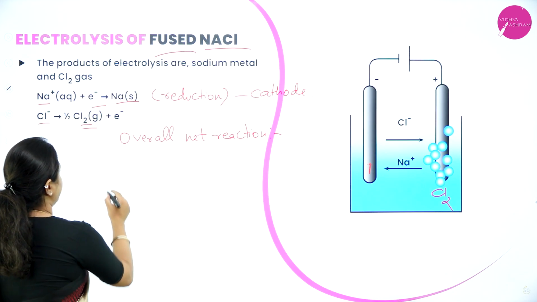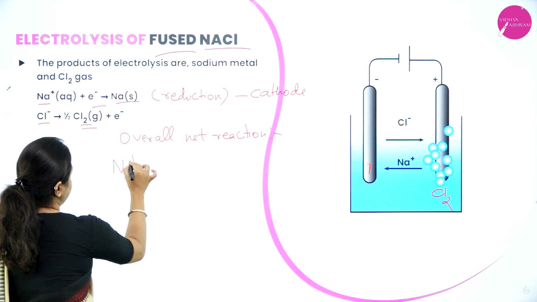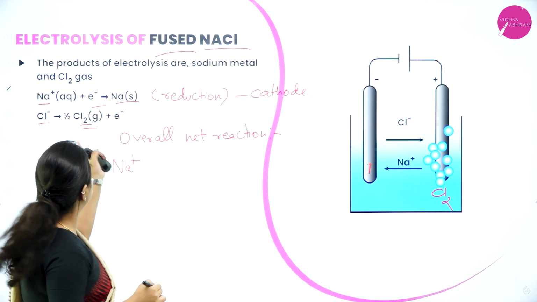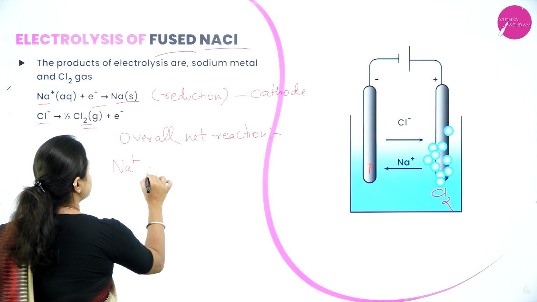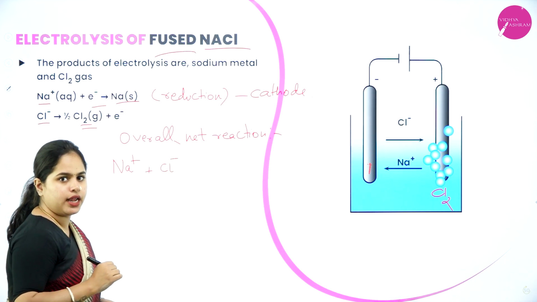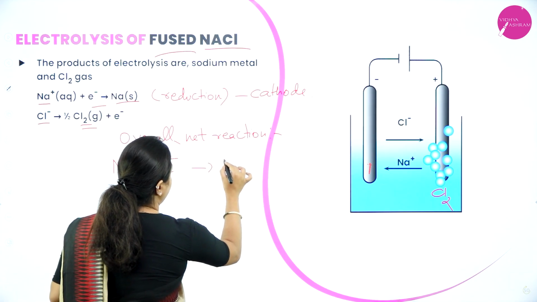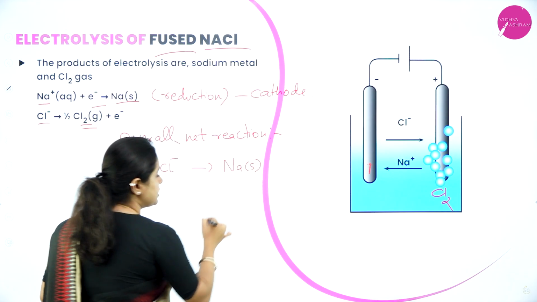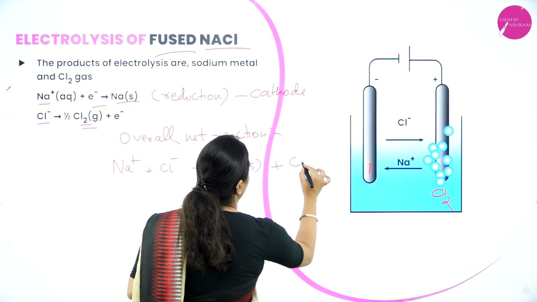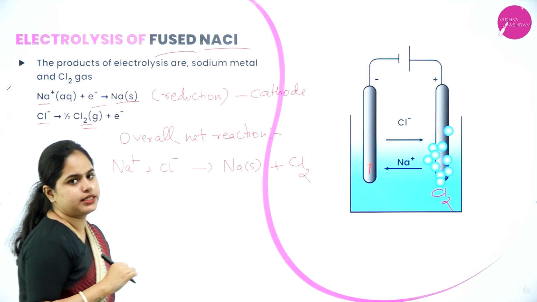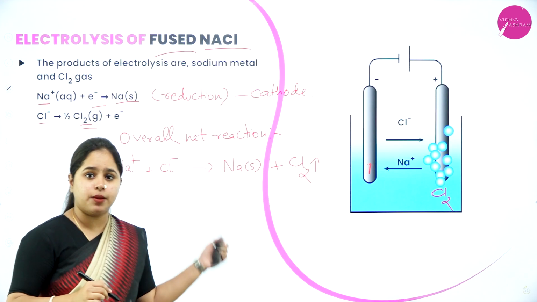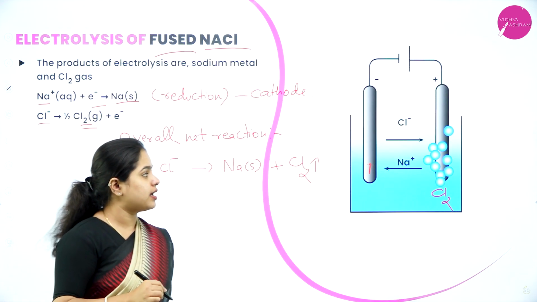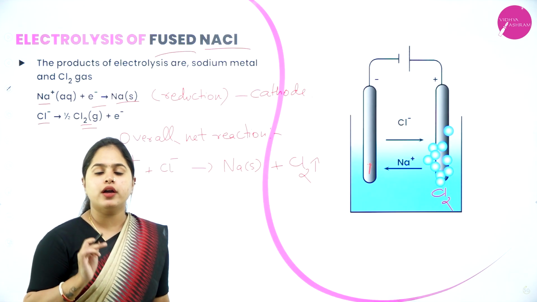Yes, in the first reaction, which ion is present? Na+. Yes, Na+ is getting reduced into Na. And in the second reaction, it is Cl-. Right? And what are the products formed? Na in the solid state. Yes, it is deposited and chlorine gas will be liberated. So these are the two products which will be formed. Sodium is deposited in the cathode and chlorine gas is liberated in the anode. So I hope it is clear.